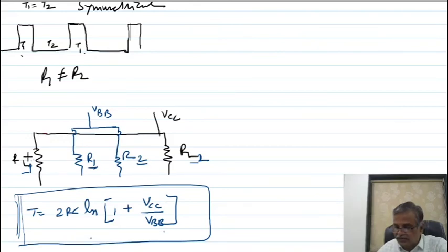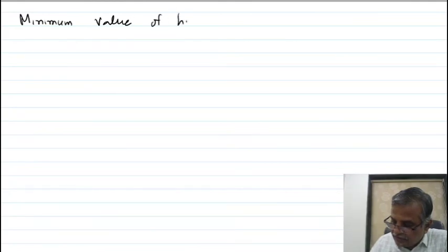Here all the values are equal: RL1 is equal to RL2, R1 is equal to R2. You can get different frequencies by changing either the base voltage or the collector voltage. Now let us see one condition, the minimum value of HFE of a transistor.